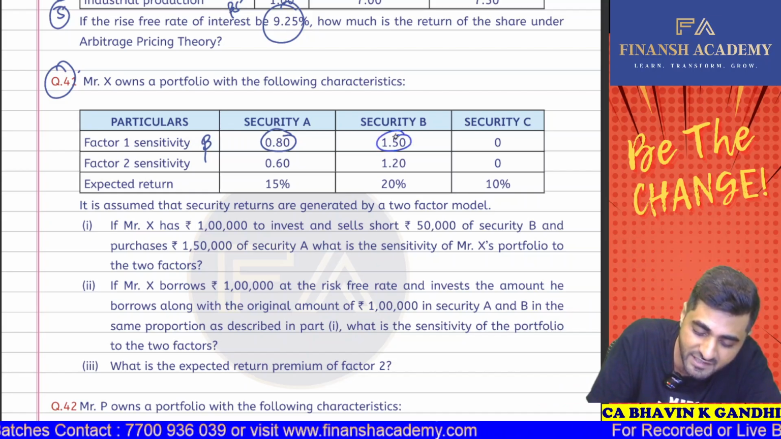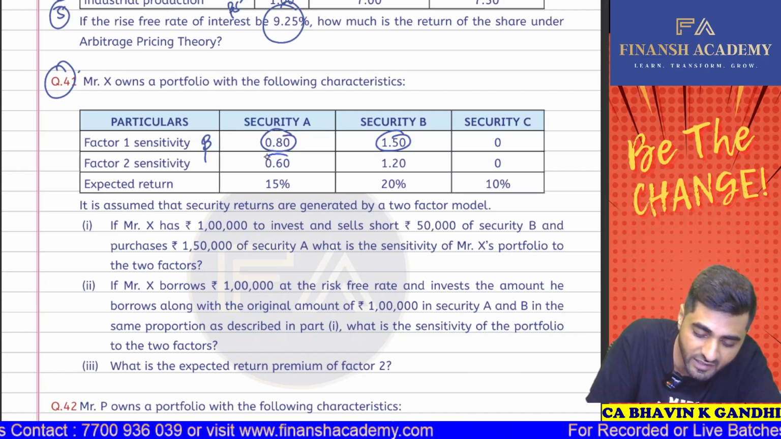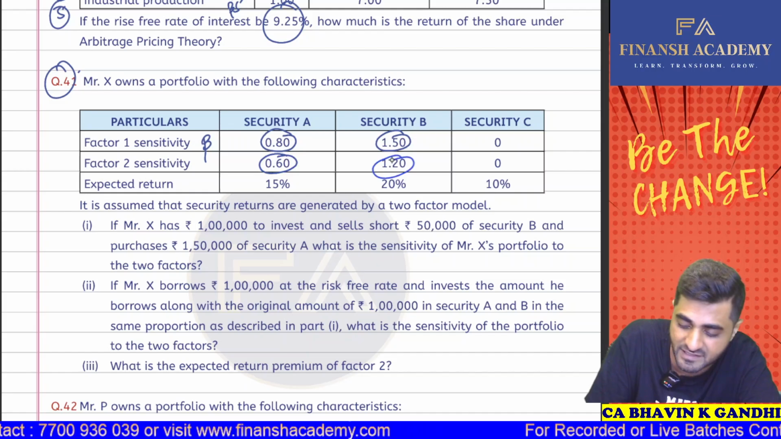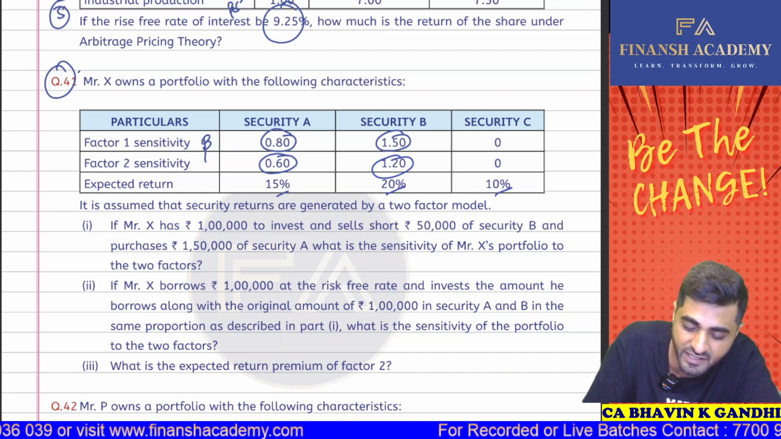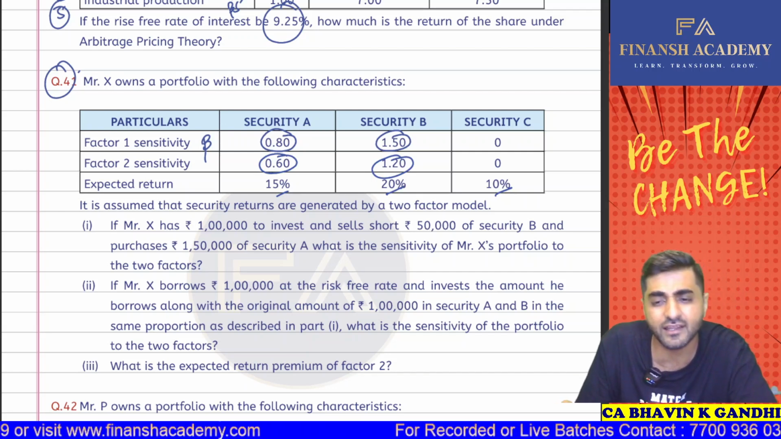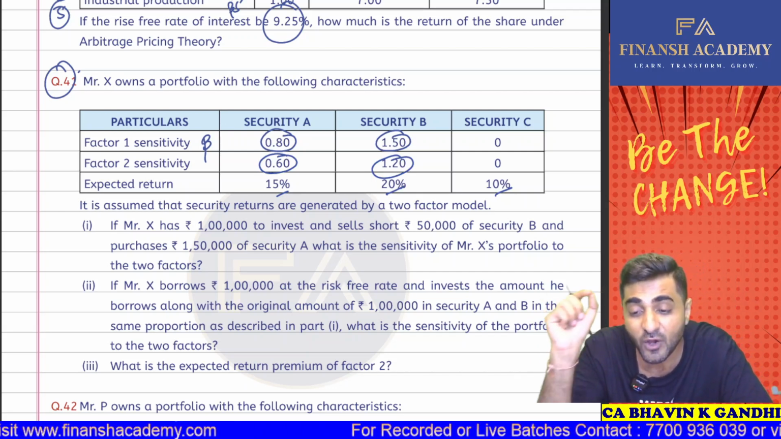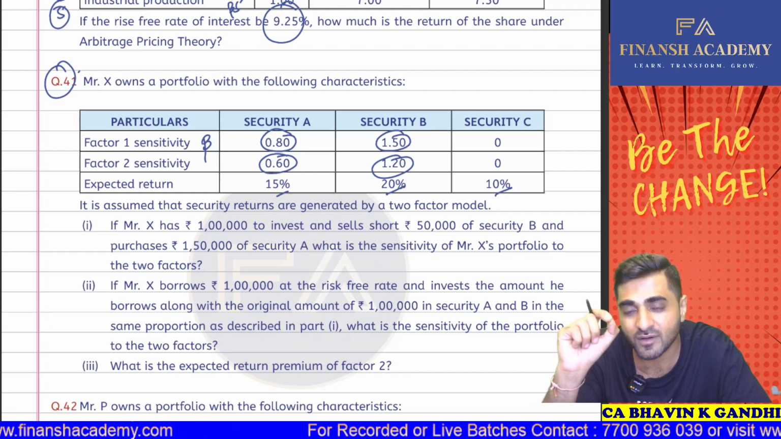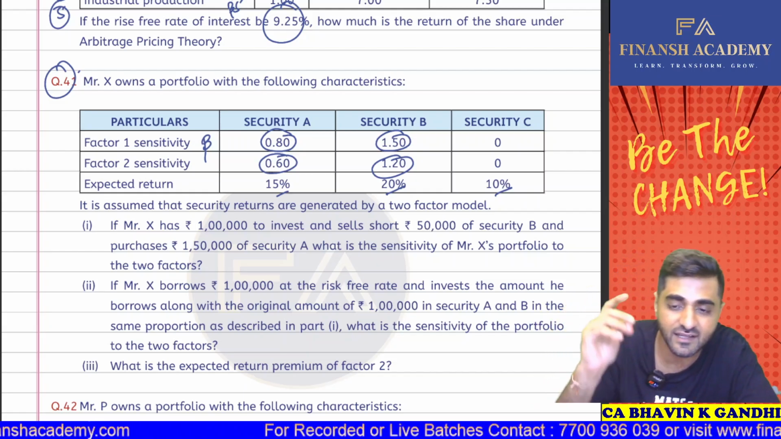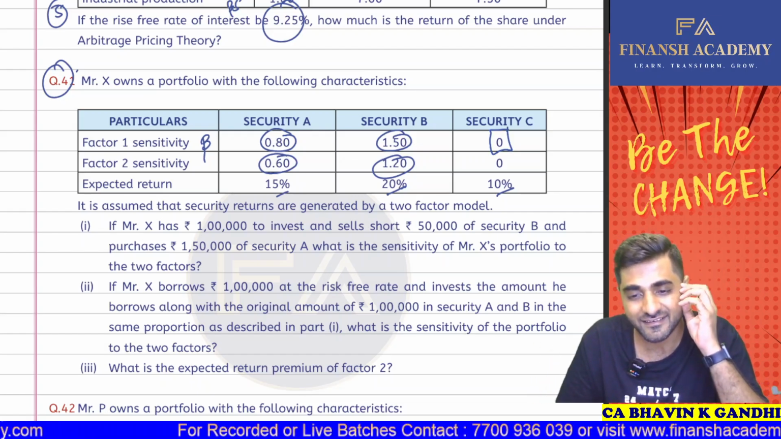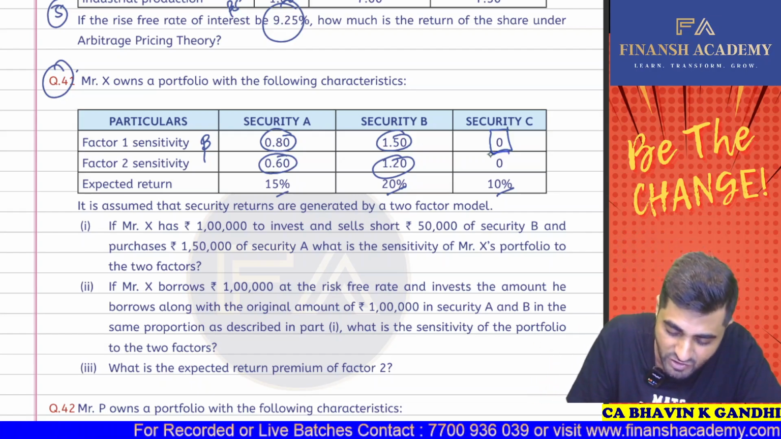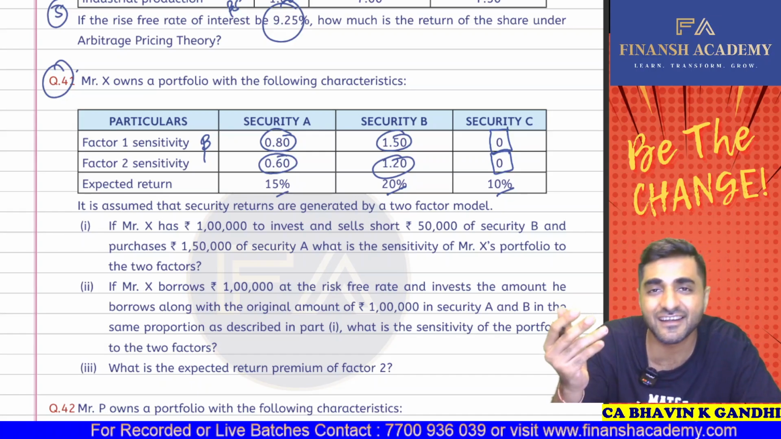Okay, then security B is sensitive 1.5. Similarly, here this is sensitive 0.6. This is sensitive 1.2. Okay, and then we have the expected returns, which is readily available. Now, very quickly, you all can understand that your beta for this security C is 0. What does it mean? That it is completely unrelated, right? Similarly, this is also 0, so that is also completely unrelated.